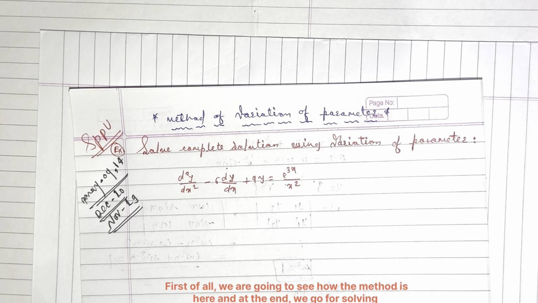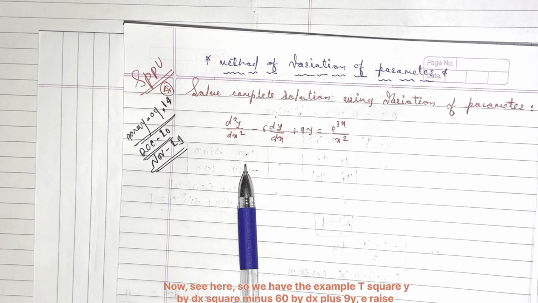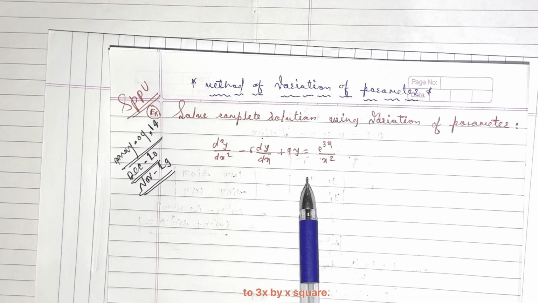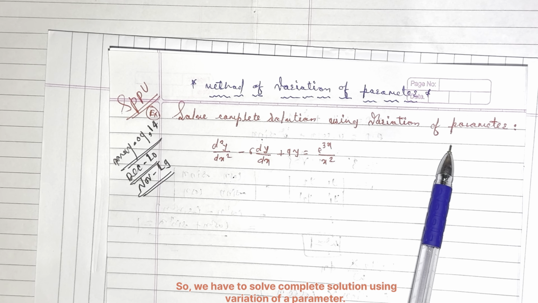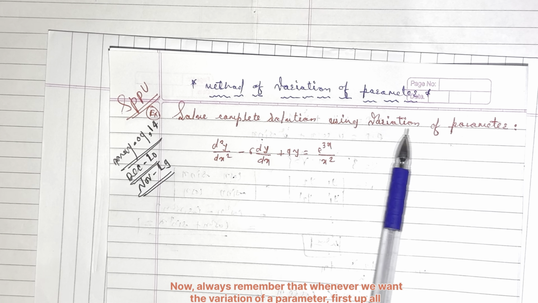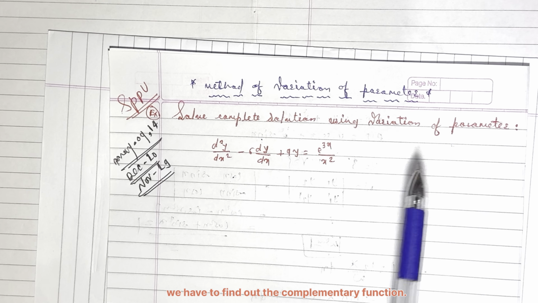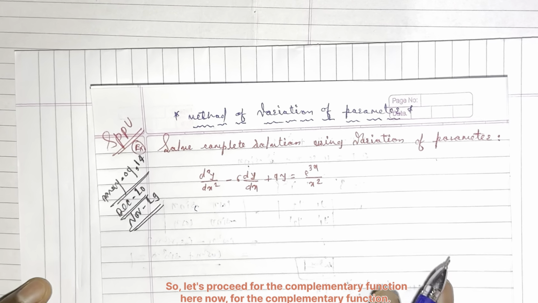First of all, we're going to see the method, then at the end we go for solving the examples. Now see here, we have the example d square y by dx square minus 6 dy by dx plus 9y equals e raised to 3x by x square. We have to find the complete solution using variation of a parameter. Always remember that whenever we want variation of a parameter, first of all we have to find the complementary function.